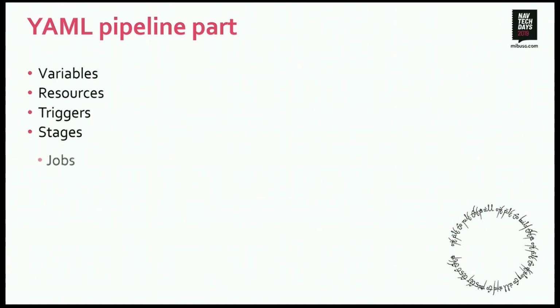YAML pipelines have a few parts which we can use inside. We can use variables to set up some configuration. We can use resources which are on Azure DevOps, like some other repositories or other pipelines which are there, and so on. We can define triggers, when to run the pipeline. Yeah, that's when someone puts a new thing to the repository, or maybe we want each day or each week to do something. That's the trigger. And the main process is composed from stages, jobs, and steps.